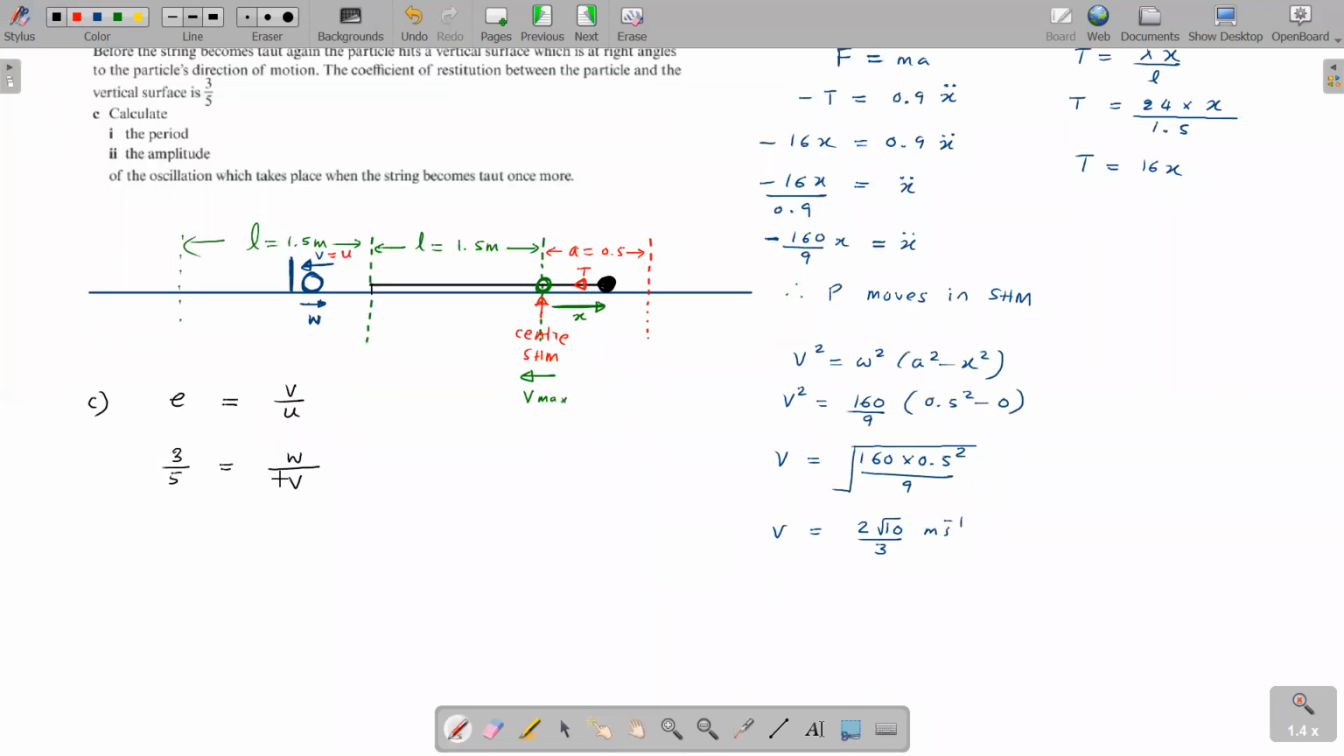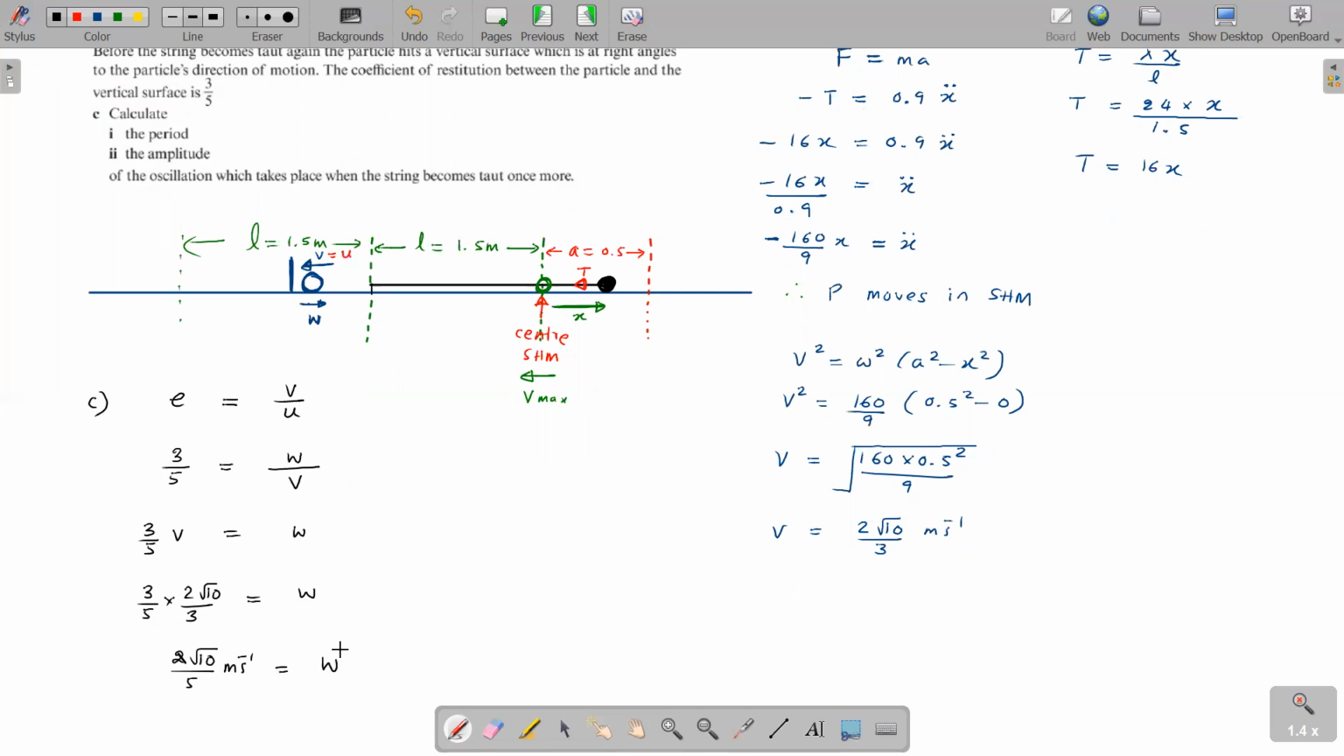Then we can get the value of W: 3 over 5 V equals W. Let's input 3 over 5 into V, which is 2 root 10 over 3, equals W. So what do we get here? W equals 2 root 10 over 5 meters per second.